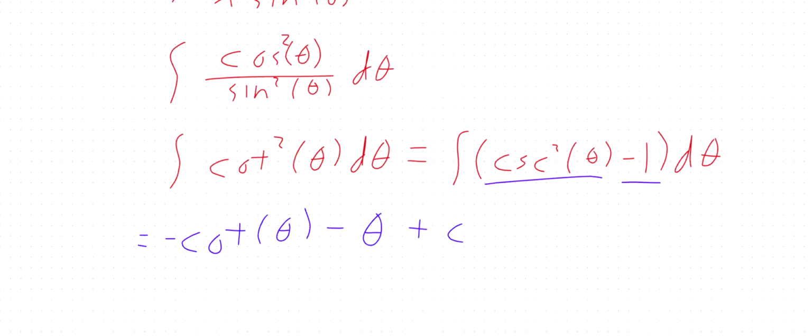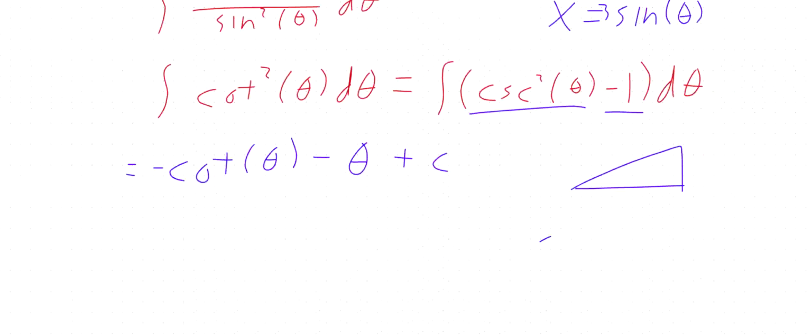Of course, we started with our x's, so we have to go back to our x's. So we have to do a little bit of work here. Now, back in the beginning, we said that x equaled 3 sine of theta. So sine of theta equals x over 3.